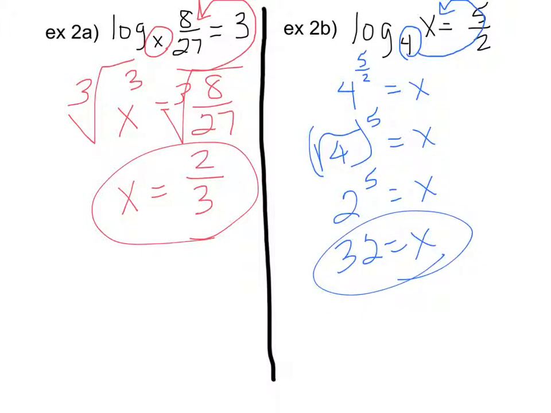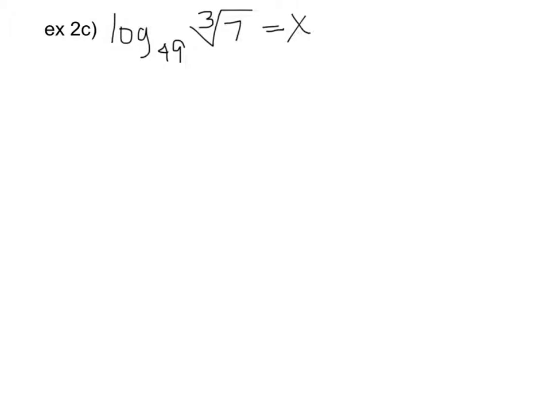X can either be our base, as we saw in the first example. It could be over here in the answer, as we saw in the second example. And lo and behold, the very last thing we're going to do is whenever x is what it is equal to. Let's try that one right now. Just like those other two problems, the first thing we're going to do is make our conversion. If this is log base 49 of the cube root of 7 equals x, let's do work on this thing.